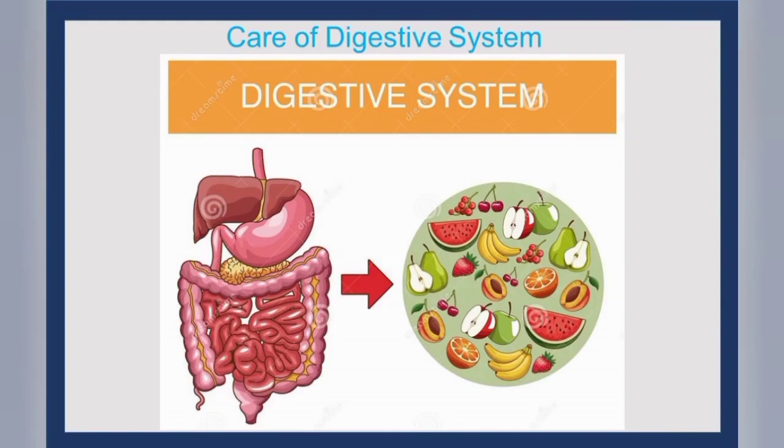Now, care of the digestive system. The total digestive system will be good and effective if you use proper judgment with it. That means proper food and also the timing of taking the foods. Now we will know one by one.